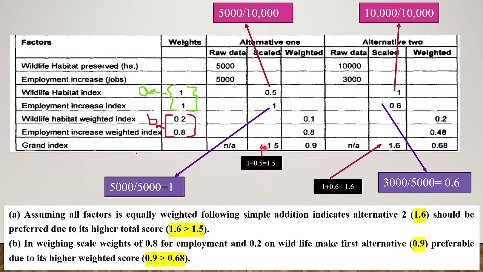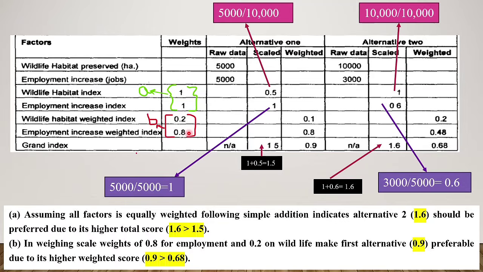Now the second case is where we have given different weights. For the wildlife habitat weighted index we have given 0.2 weight, and for employment increase we have given 0.8 weight. So now we have to calculate the weighted values. Now how will we calculate it?